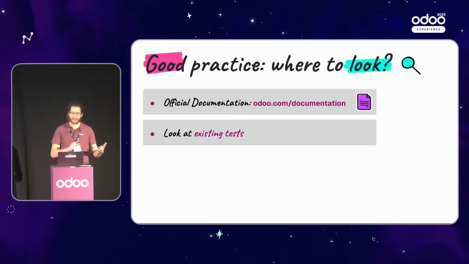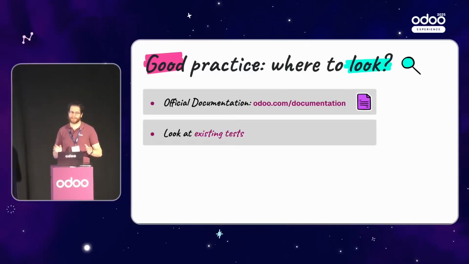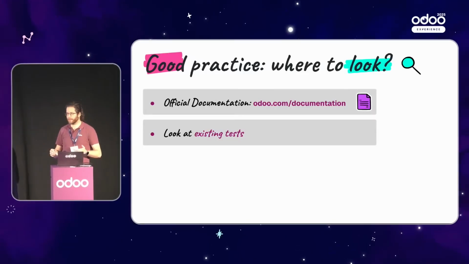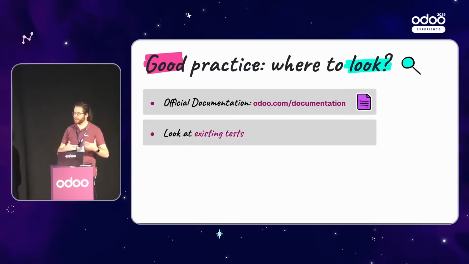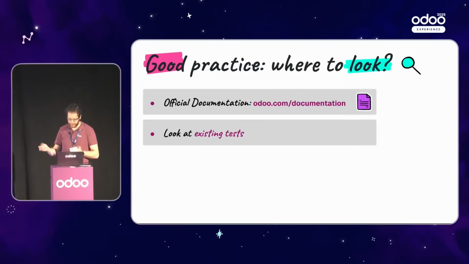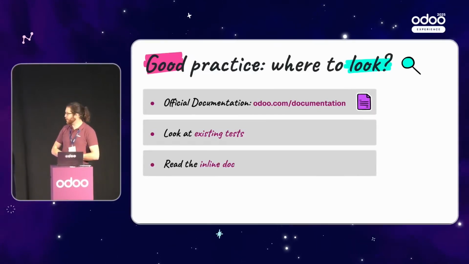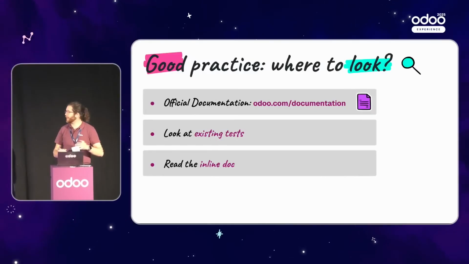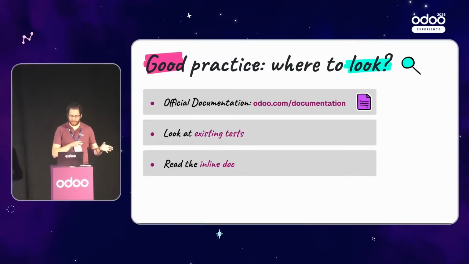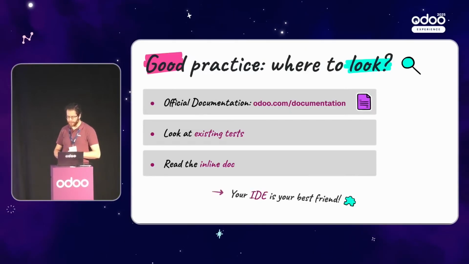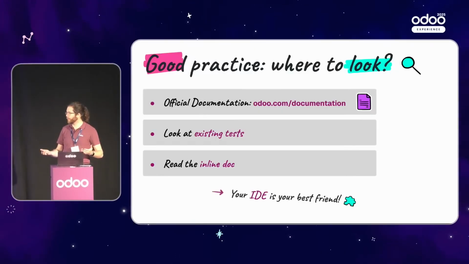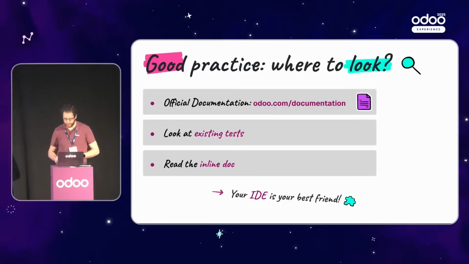Look at existing tests, because we have lots of tests in Odoo. You may be surprised to find that your test case is already similar to something we already have, so feel free to copy and paste that. And also, read the inline documentation, because as much as we don't have documentation on the documentation repository, the code itself is documented through inline doc. So I can recommend that you set up your IDE correctly, so you can have auto-completion, so you can discover more of these features.